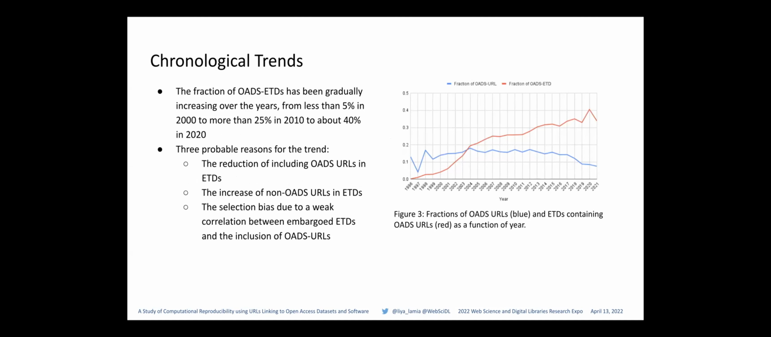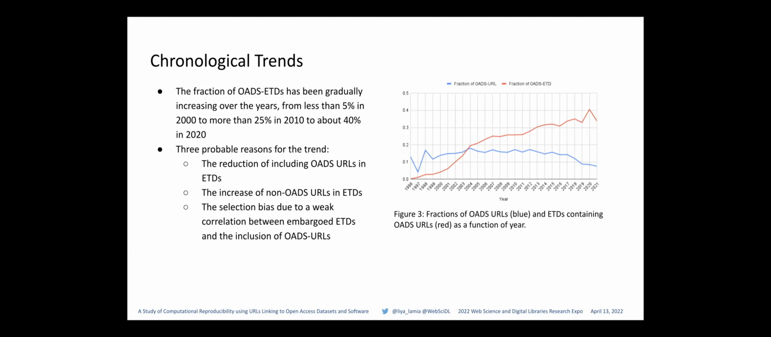In figure 3, we have demonstrated the fraction of OADS URLs and EDDs containing OADS URLs as a function of year. From this figure, we can see that the fraction of OADS EDDs has been gradually increasing over the years, from less than 5% in 2000 to more than 25% in 2010 to about 40% in 2020.